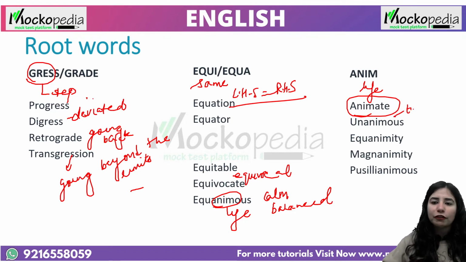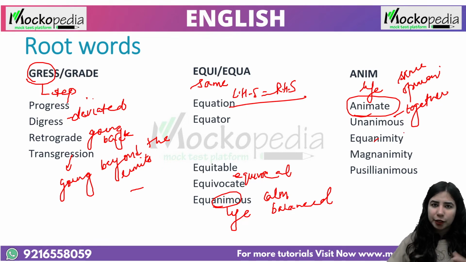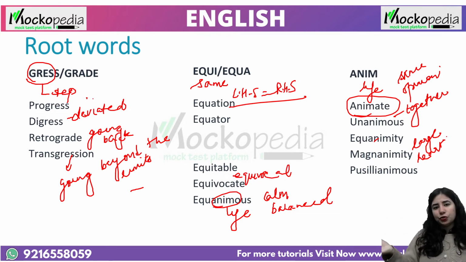So there is no conflict. Everybody is having the same opinion together, same opinion, same thought process. Okay. Equanimity, I just explained, the feeling of calmness. There's no chaos, there's peace, there is balance. Magnanimity is you have a large heart, right? Large-heartedness. Yeah, you are too generous, you're too giving.